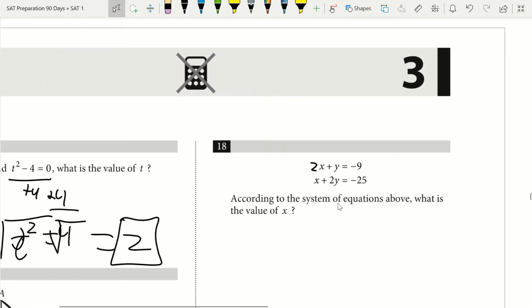I want to get rid of y, so I'm going to double this. Okay, double that up top, and then I'm going to subtract. So now we've got 2 times y minus 2y, y is gone. 2x minus x leaves me with just x. 2 times negative 9, that's going to be negative 18.